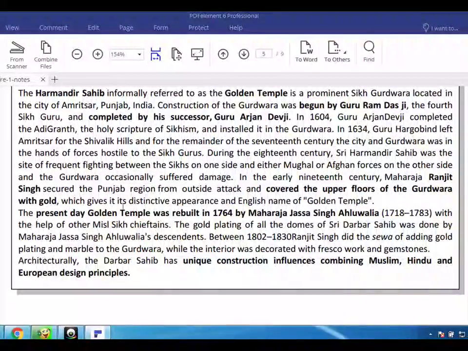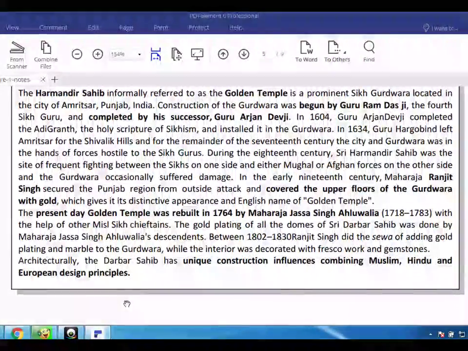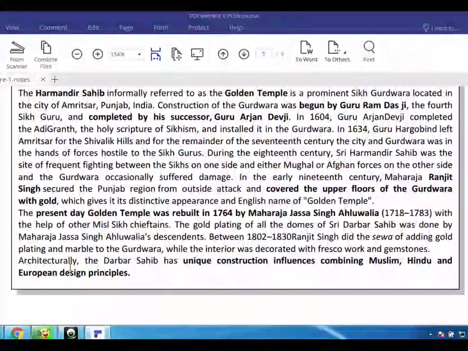The present-day Golden Temple was rebuilt in 1764 by Maharaja Jassa Singh Ahluwalia (1718-1783) with the help of other Misl Sikh chieftains. The gold plating of all the domes of Sri Darbar Sahib was done by Maharaja Jassa Singh Ahluwalia's descendants. Between 1800 and 1830 Ranjit Singh added gold plating and marble to the Gurdwara, while the interior was decorated with fresco work and gemstones. Architecturally, the Darbar Sahib has unique construction influences combining Muslim, Hindu and European design principles.